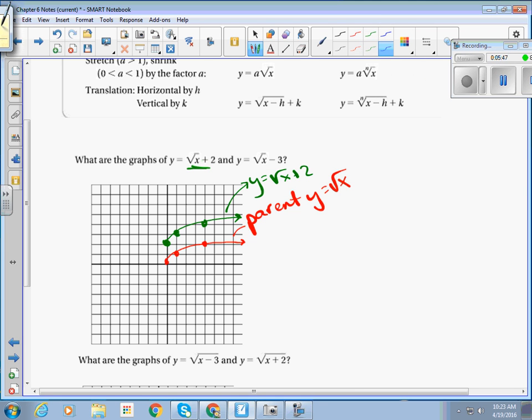All right, square root of x minus 3. So instead of being at 0, 0, we're going to move everything down 3 units. 1, 2, 3. So instead of being at 0, 0, we're at 0, negative 3. We're at 1, negative 2, and 4, negative 1. So same graph, translated down 3.